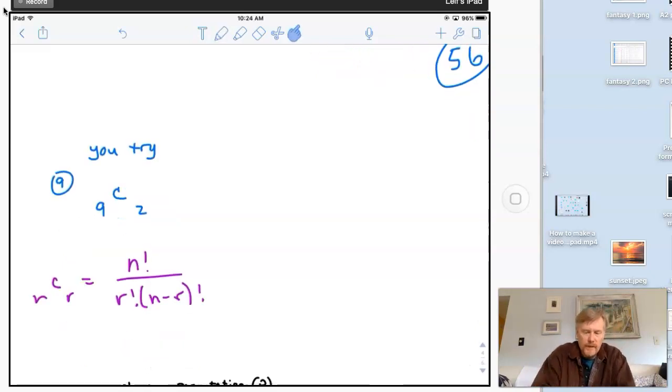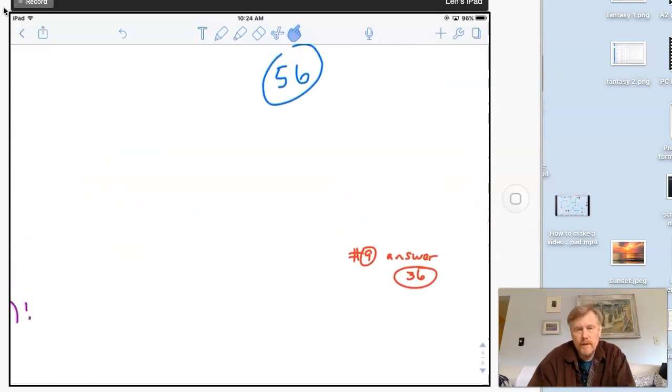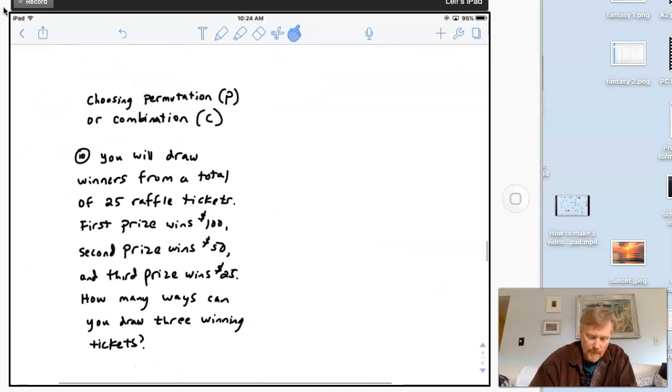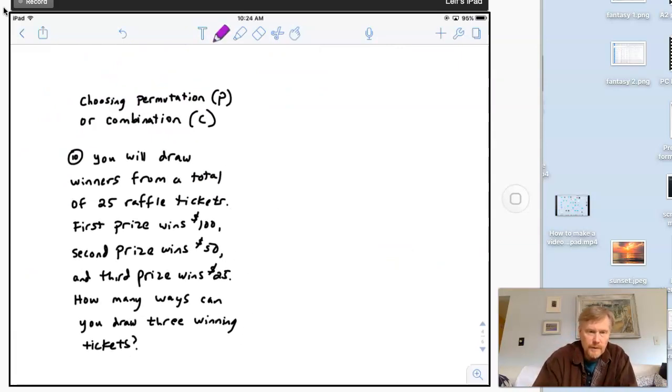Okay, so hit pause and come back. Welcome back. So here's the answer, number 9. You should have gotten that if you did it out correctly. Next, word problem.